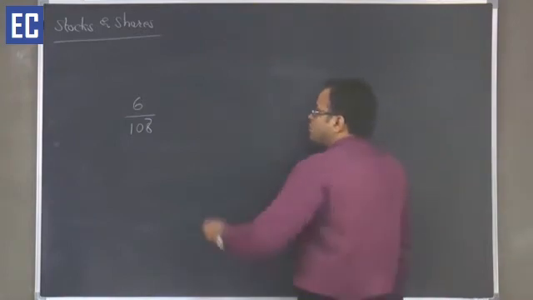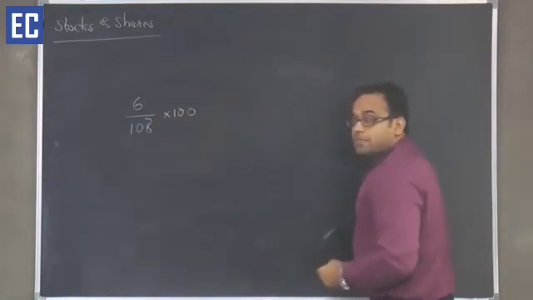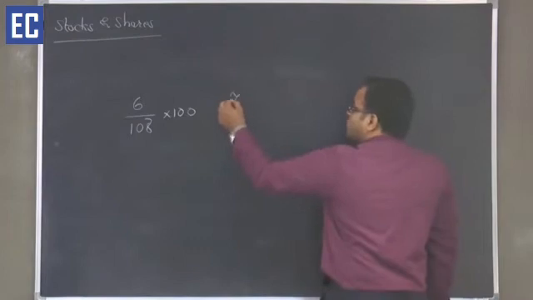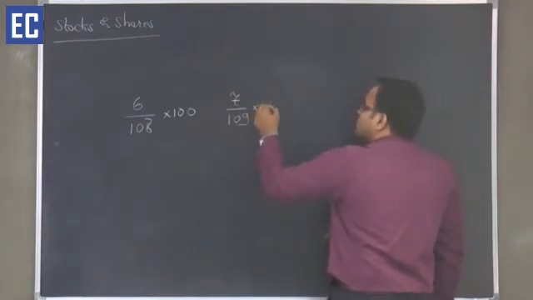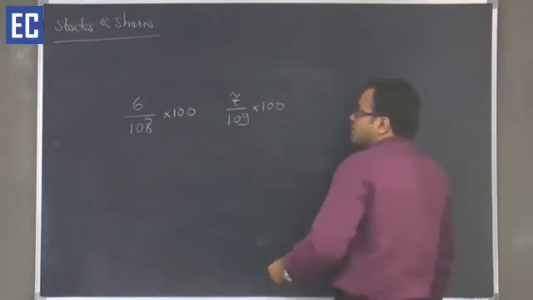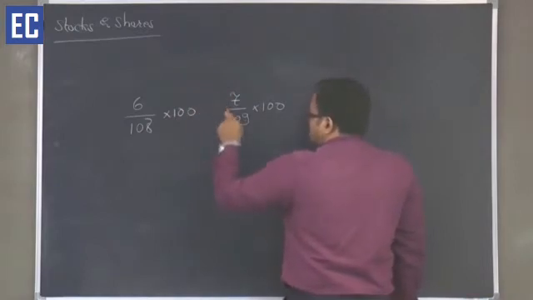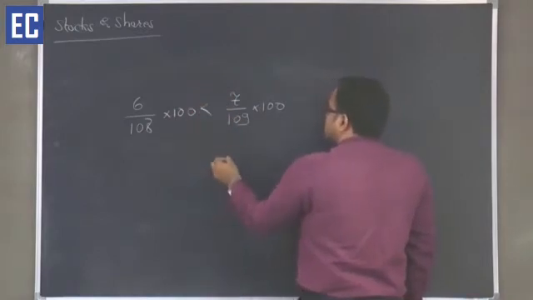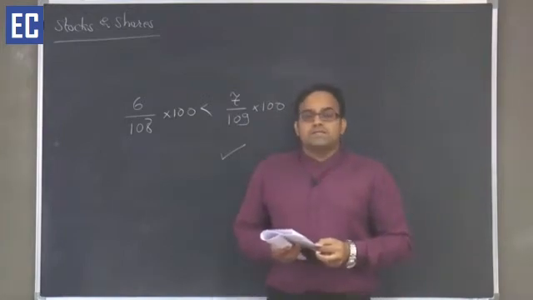So 6 upon 108 multiplied by 100 is what I'm getting on the first stock. In the second case, I'm getting rupees 7 with an investment of 109. So multiplied by 100, this is my return from the second stock. Naturally, if I compare these two, 6 upon 108, 7 upon 109, this is naturally greater than this. So if this is greater, this is a better investment. So that would be your answer.